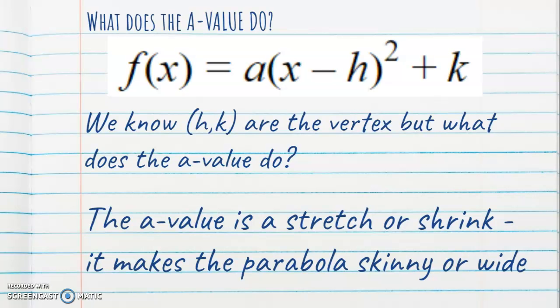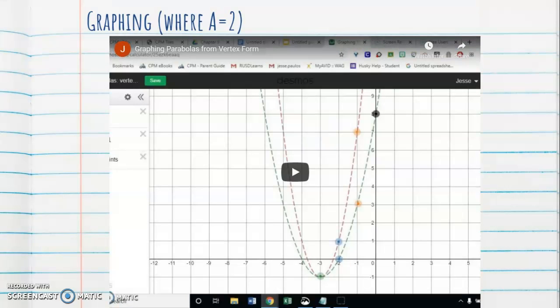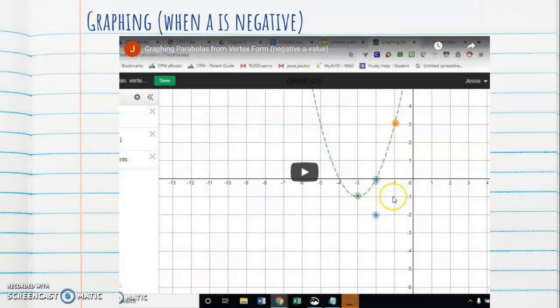So we know that h and k are the vertex, but what about the A value? Well, you'll notice the A value is going to do a stretch or a shrink. There's a video on the next slide that'll kind of walk you through that as well. It makes it skinny or wide. Lastly, when A is negative, it's just going to move things down. It's going to reflect it down like a frown.